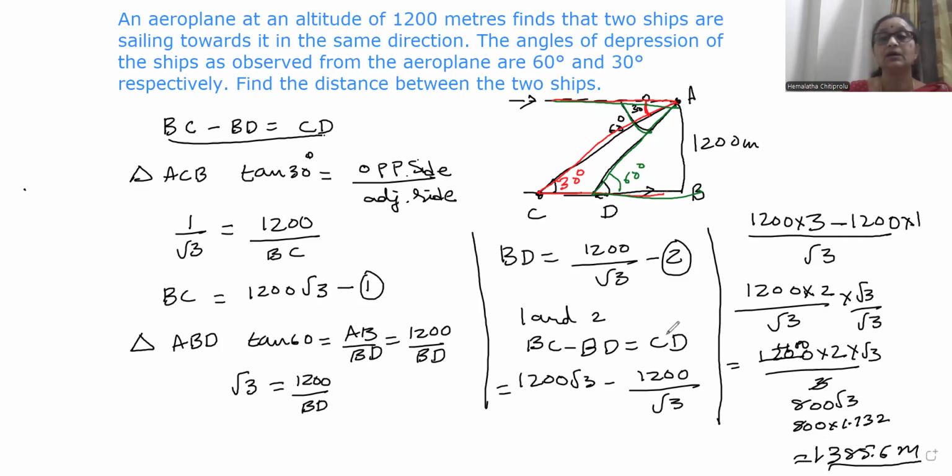In this problem, we are using parallel lines and alternate interior angles, trigonometric ratios, and rationalization also. Three things from three chapters are combined to form this question.